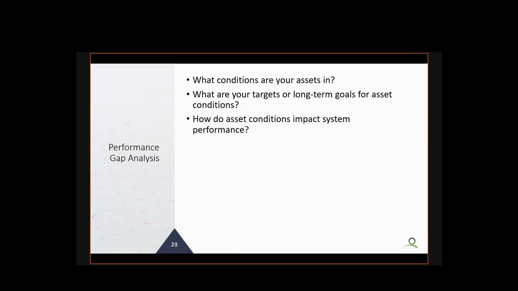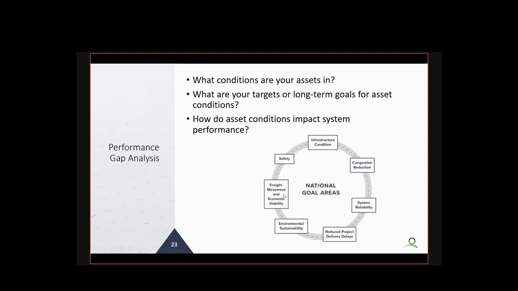So I think this is a build slide, Don. Please, you could click one more time. Yeah, so performance gap analysis. I know you've had a workshop on this. This really encompasses the first three of our questions. So what condition are your assets in? What targets or long-term goals do you have? And how does the system performance impact conditions?